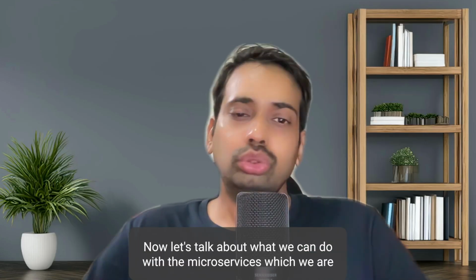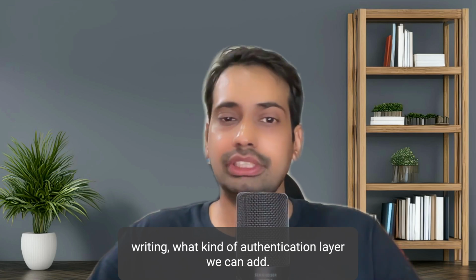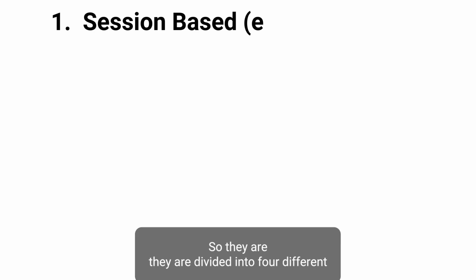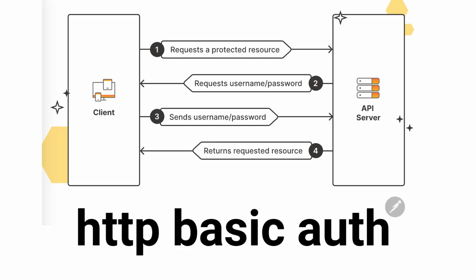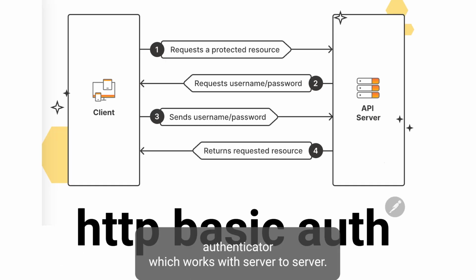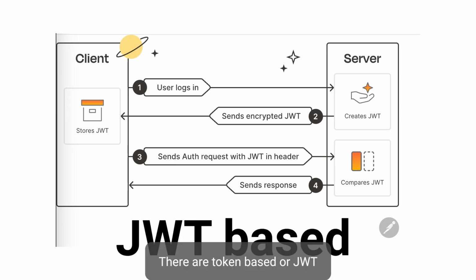So those are the types. Now let's talk about what we can do with the microservices which we are writing, what kind of authentication layer we can add. They are divided into 4 different parts: HTTP basic auth, API key based authentication, which works server to server, and bearer token based or JWT token based authentication.